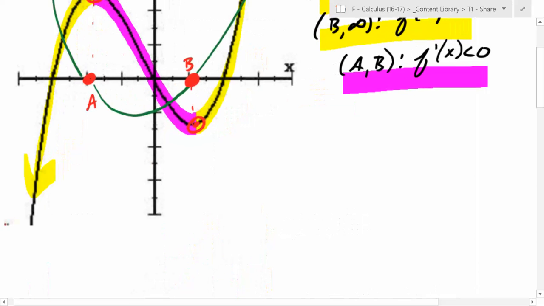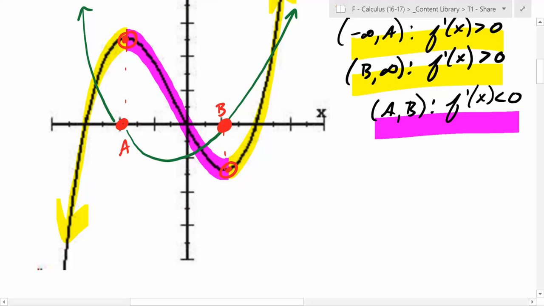How many peaks, so how many places does the function on this one have a derivative of 0? 2, A and B, right? There's 2. How many places does the derivative function change direction? 1. So this had 2 places where the derivative was 0, but the derivative changes direction once.